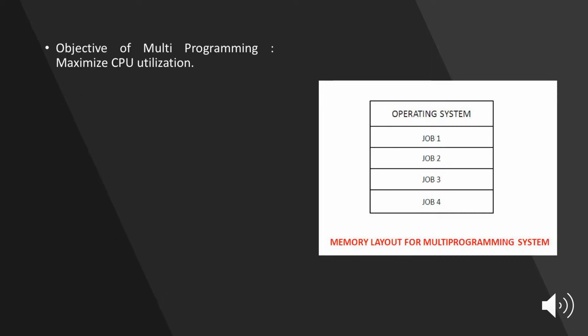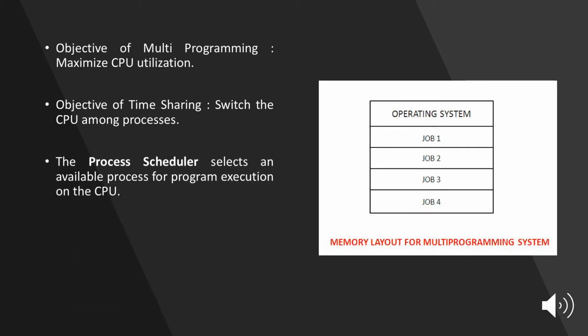The objective of multiprogramming is to have some process running at all times, and thus to maximize CPU utilization. The objective of time sharing is to switch the CPU among processes so frequently that users can interact with each program while it is running. To meet these objectives, the process scheduler selects an available process for program execution on the CPU.